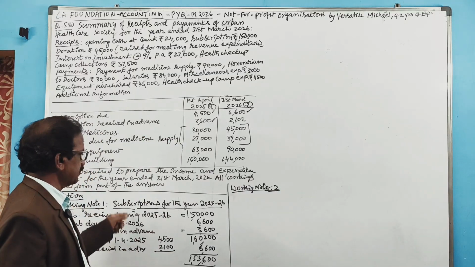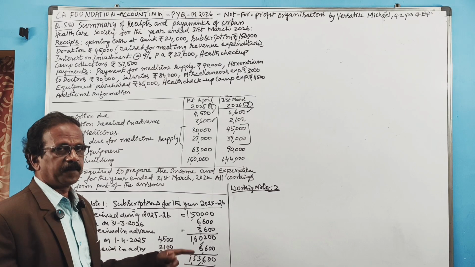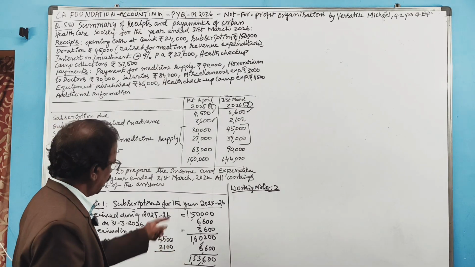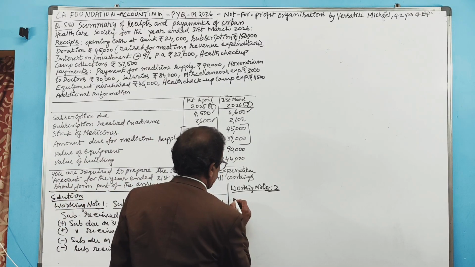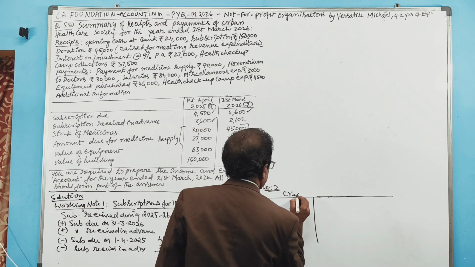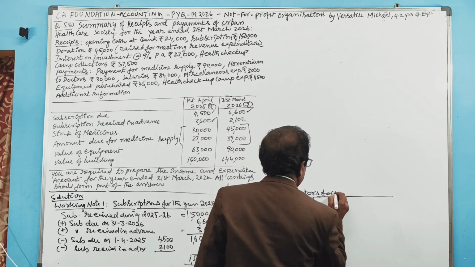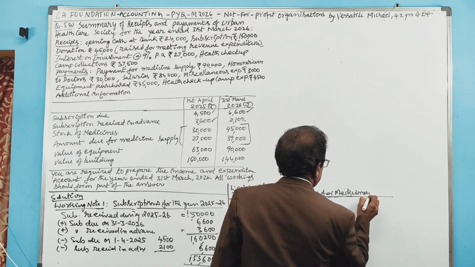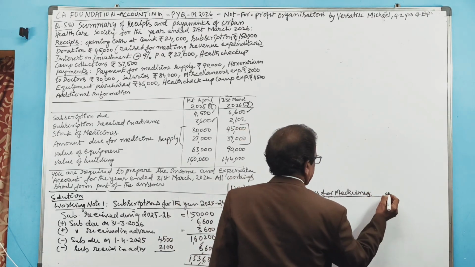Of course, for this we can also prepare a subscription account. By preparing a subscription account, you can find this out. Anyhow, we have done it like this. Now, working note 2, you should write creditors for medicines. Creditors for medicines. Here debit, here credit.